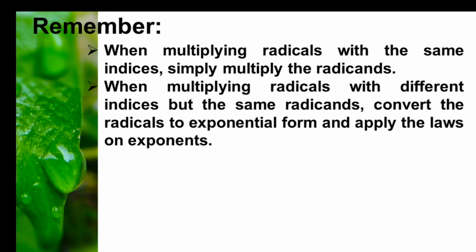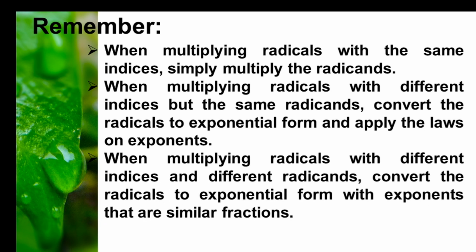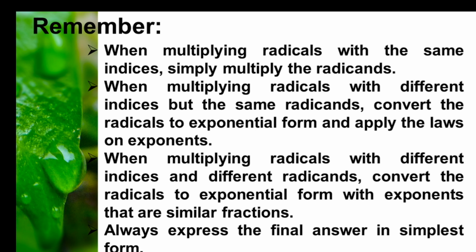When multiplying radicals with different indices but the same radicands, we convert the radicals to exponential form and apply the laws on exponents. When multiplying radicals with different indices and different radicands, just the same, we convert the radicals to exponential form with exponents that are similar fractions. And lastly, always express the final answer in simplest form.